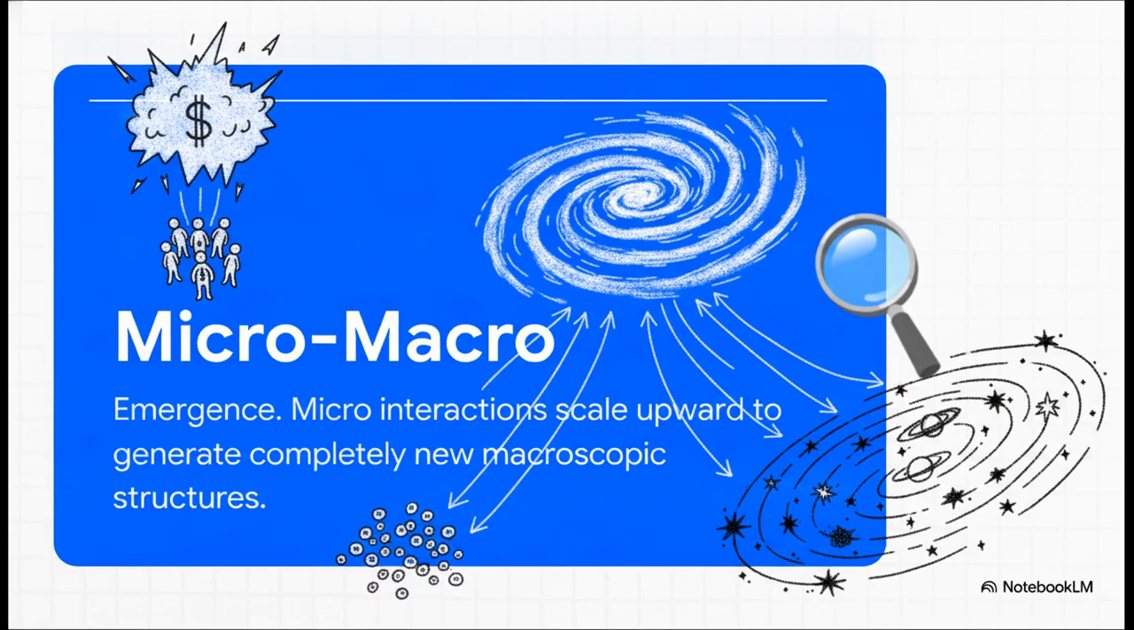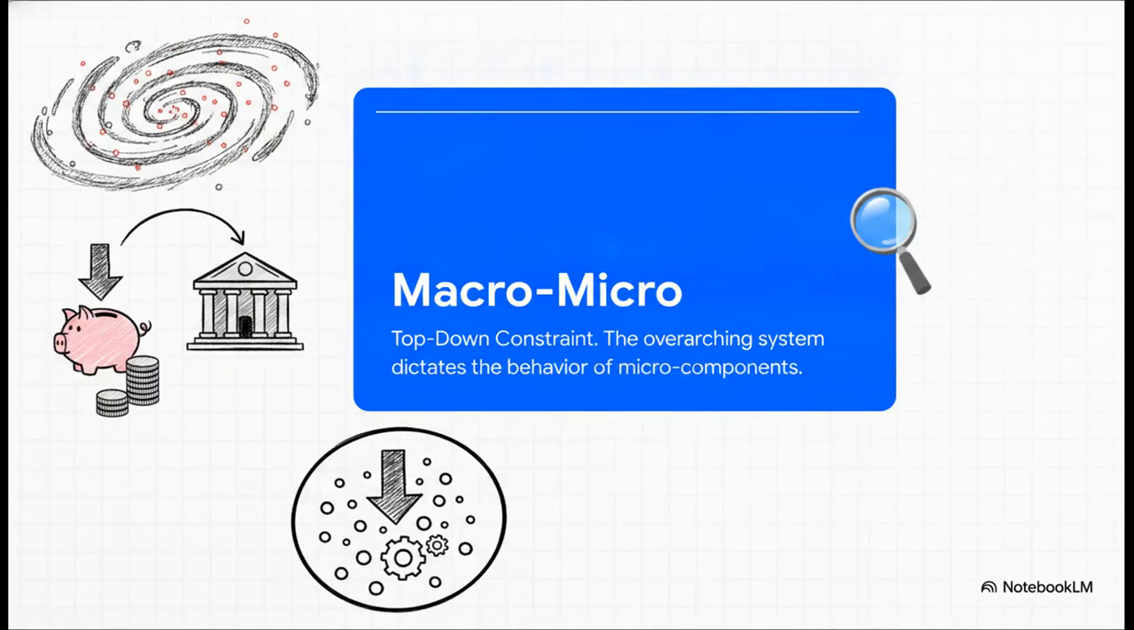In economics, this explains how millions of individual, seemingly unrelated buying decisions suddenly aggregate into a massive financial bubble. Or in physics, how tiny quantum fluctuations in the early universe aggregated into the giant cosmic webs of galaxies we see today. It perfectly captures how the macro world is quite literally constructed from the micro world. Then we shift to the bottom left quadrant, macro-micro or top-down constraint. This looks at how an overarching environment or system retroactively dictates the behavior of its individual micro-components.